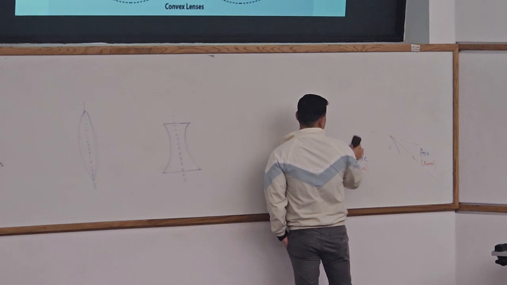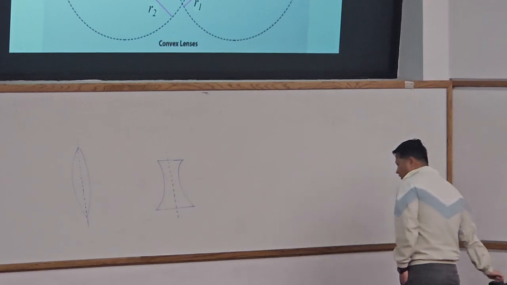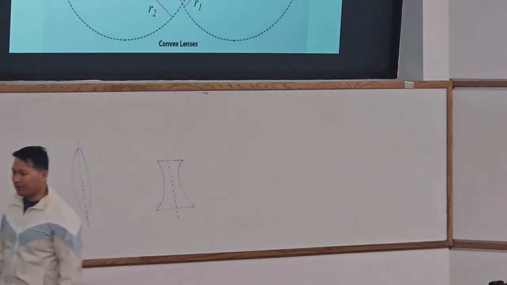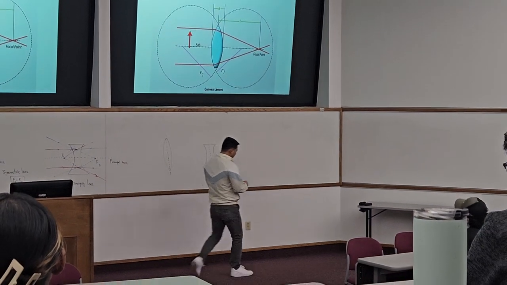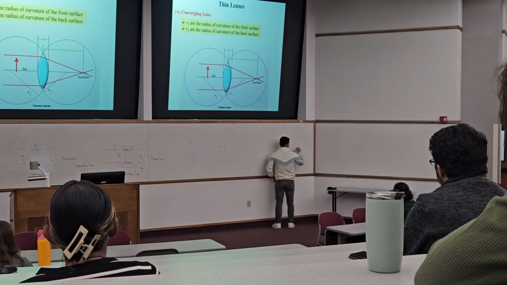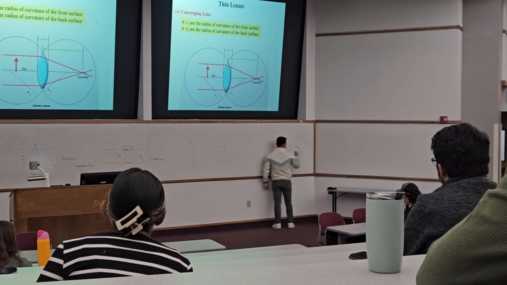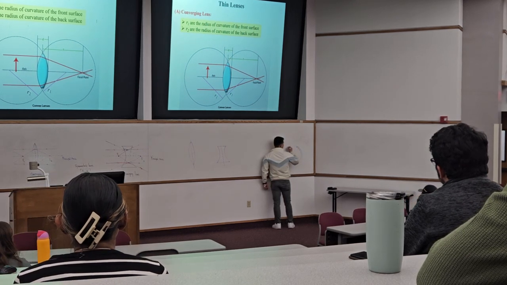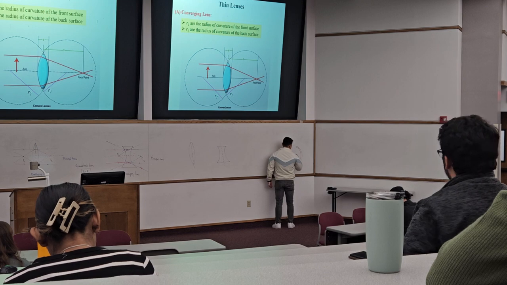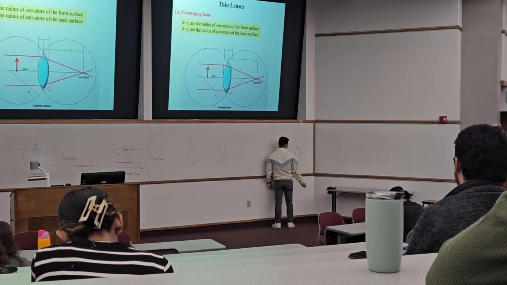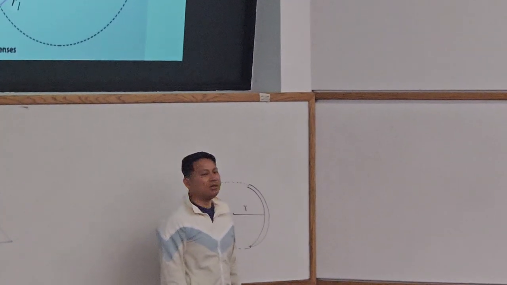So, I want to connect this information with the lens and the mirror. If you consider a mirror, remember that whenever I talk about the mirror, let's say you have a concave mirror like this. We can consider that this mirror is a small section of the sphere. So it's a sphere and it has a radius of r. Right? I talk about that. We call this a spherical mirror.